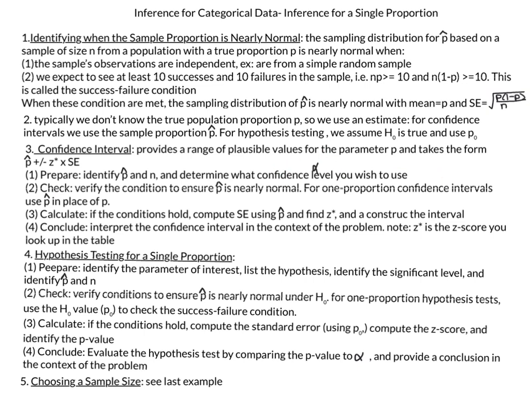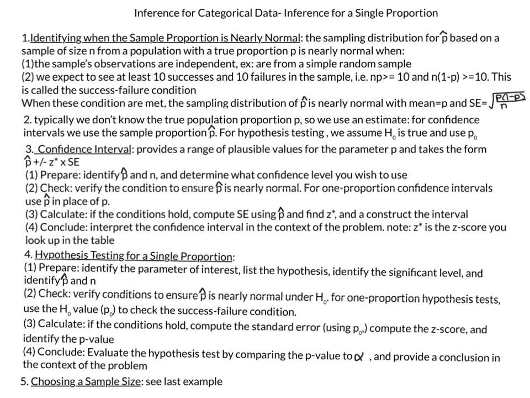You're going to verify the conditions that we talked about to make sure the sample proportion is nearly normal. You'll compute the standard error using p hat and find z star. And then you construct the interval. And finally, you make a conclusion. You interpret the confidence interval in the context of the problem. And note, z star is the z-score you look up in the table.